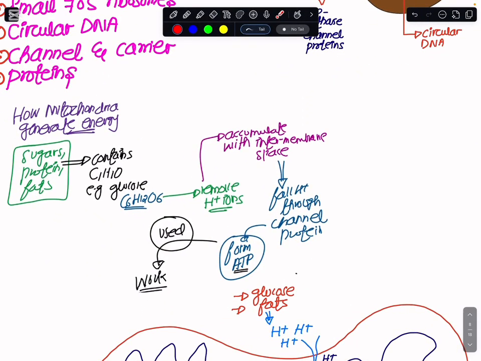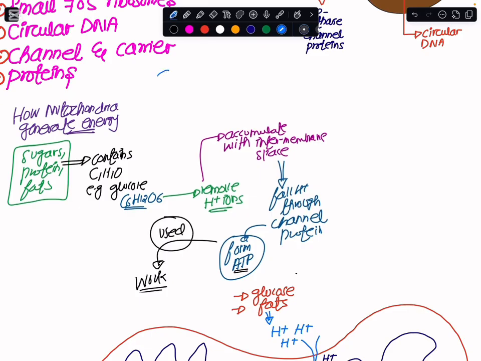Now moving onward, how are these mitochondria able to generate energy? You know very well that in the mitochondria there is a chemical process happening, and that chemical process goes by the name of aerobic respiration.